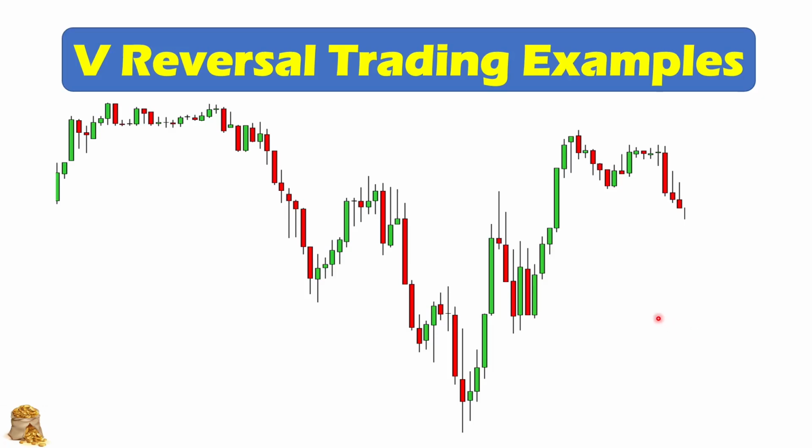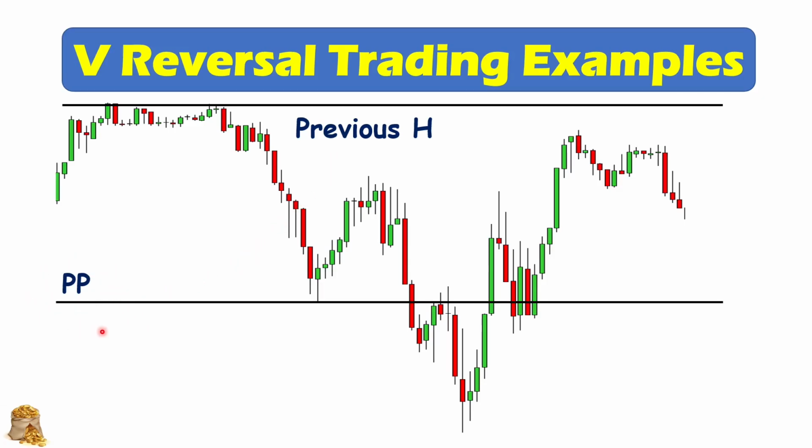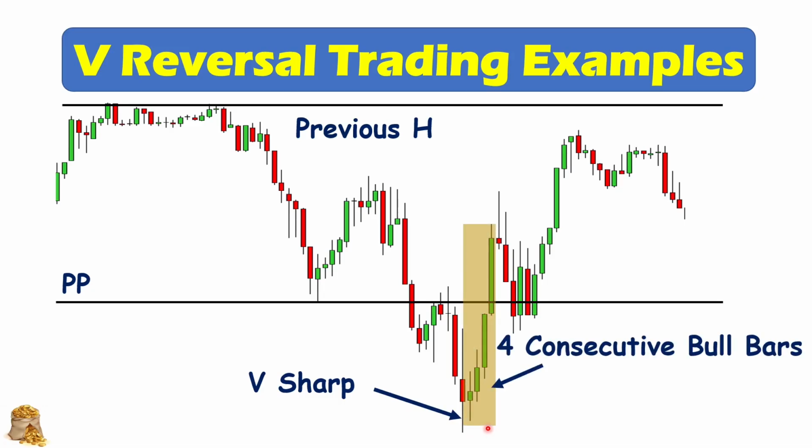Let's take this chart for example. First, we want to have the levels drawn on the chart. Here is the previous high. It could be the previous high in the same day or it could be the previous day's high. And then we also have some pivot levels. This is the PP level. Then the market goes down and then there's a V shape here. Then we observe there are 4 consecutive bull bars breaking out the previous major high. That means we're waiting for the pullback since this is a V reversal setup.